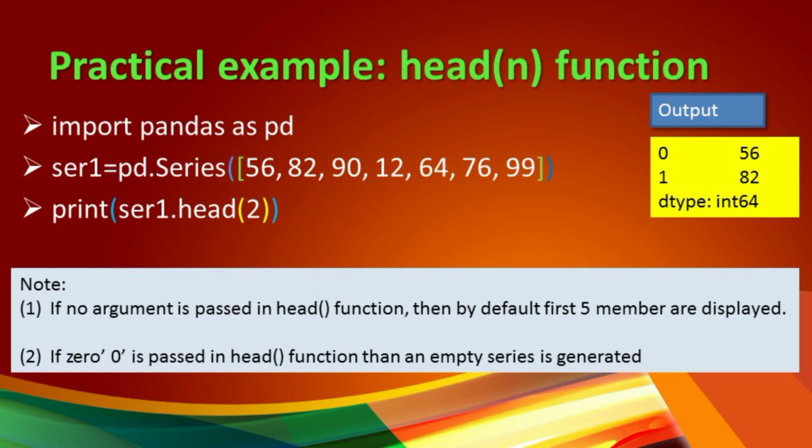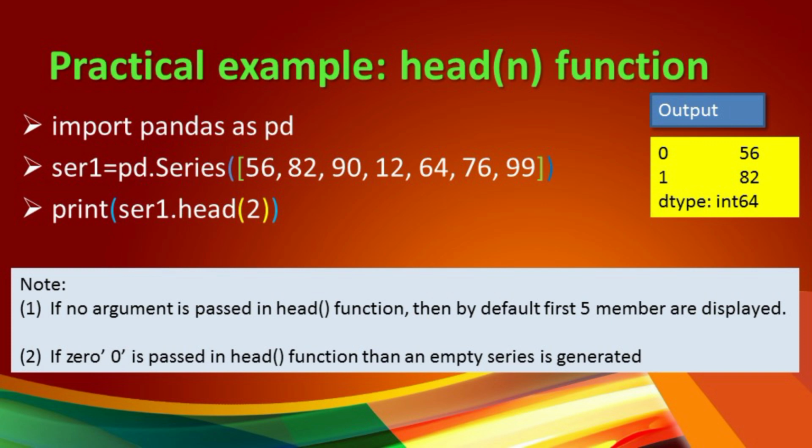Let us try to understand the head function with the help of an example. As shown in front of you, we have a small Python Pandas program. In the first line, we are importing pandas as pd. In the second line, we are creating a series object ser1, and we are passing 7 data values: 56, 82, 90, 12, 64, 76 and 99. After that we are performing the head function.